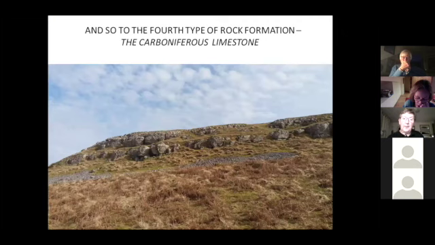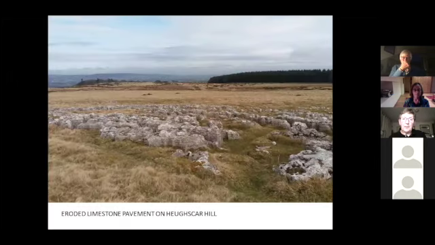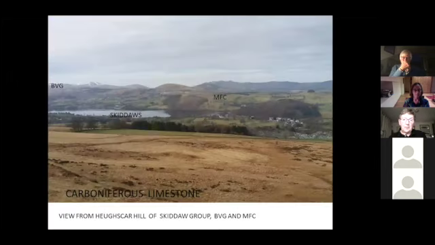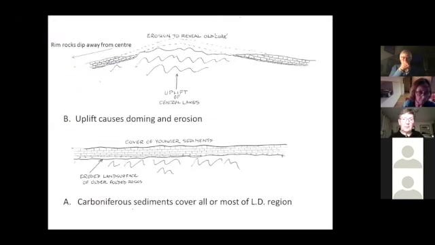And what happens then is we get limestone laid down. This leads to the fourth type of rock formation in our Ullswater Valley area. I didn't say too much about that. You're all familiar with limestone, but limestone is basically laid down in warm tropical seas. So that represents the last of the four major rock types in our area that surround the Ullswater Valley. And that's just a reminder of where those outcrop areas happen to be if we look from Hugh Scar Hill. And there's the limestone itself.